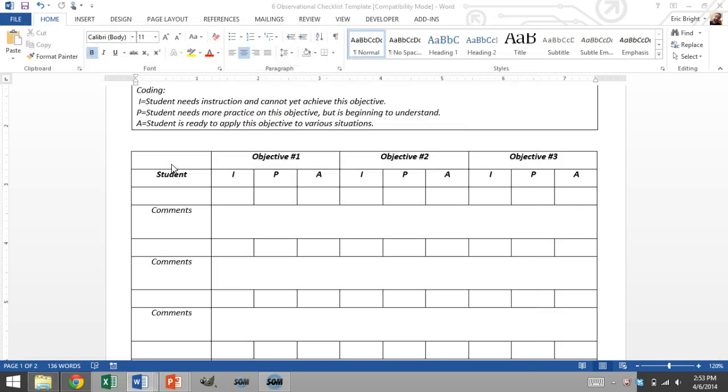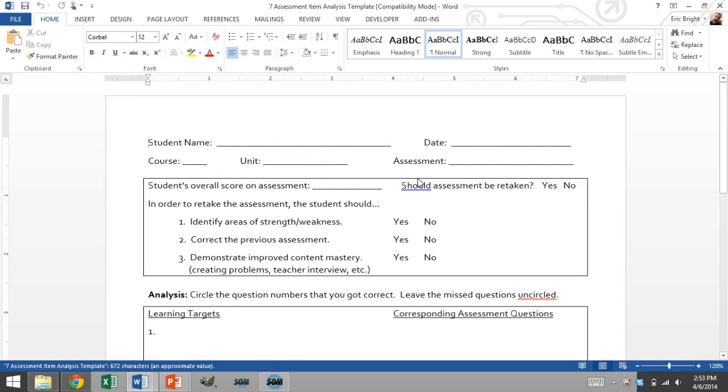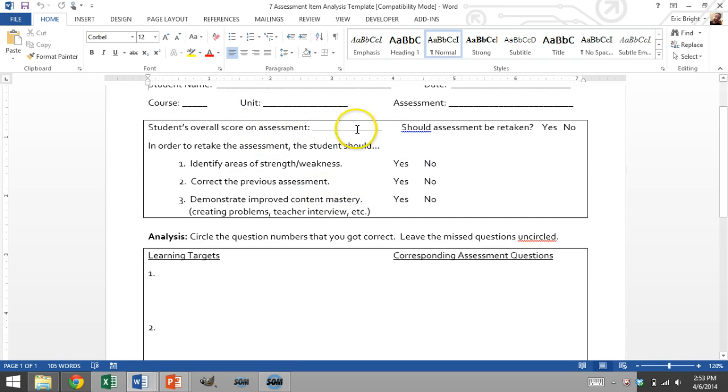One last one that some of the elementary school people came up with on our ISBE Math Curriculum Model Committee is a kind of self-assessment for students to take a look at, where they write their name, the date, of course, and what assessment it is, what test this is, and then they write their overall score. In order to retake an assessment, students should identify areas of strength and weakness. So then the teacher can just check, yes, they did that, or no, they didn't. They need to correct the previous assessment. Yes, they did that, or no, they didn't. And they need to somehow demonstrate improved content mastery.